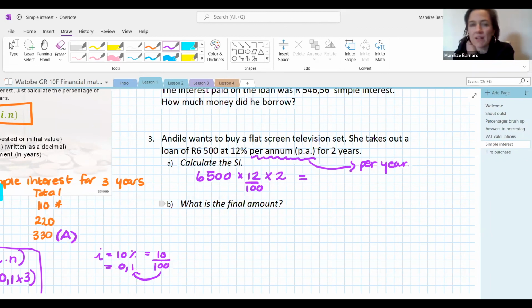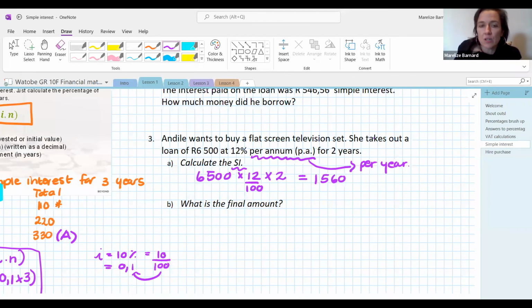Be careful with those calculators, guys. Remember, and also be careful how you read the question. We are only calculating the simple interest amount. That's right. If we do our calculations right, it's 1560. Good stuff. Now the question asks, what is the final amount?